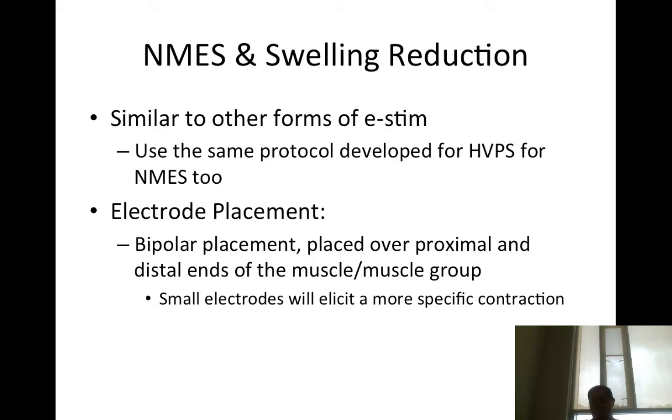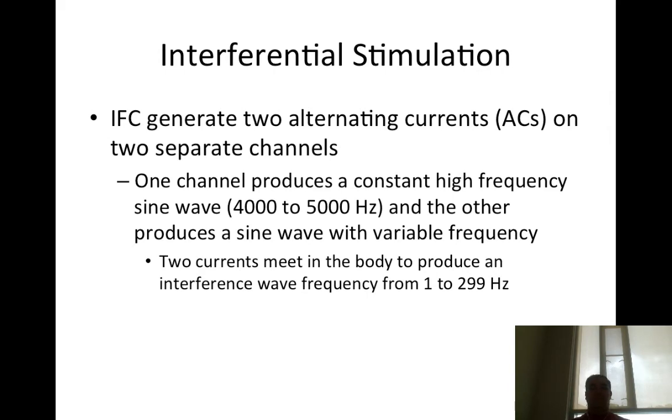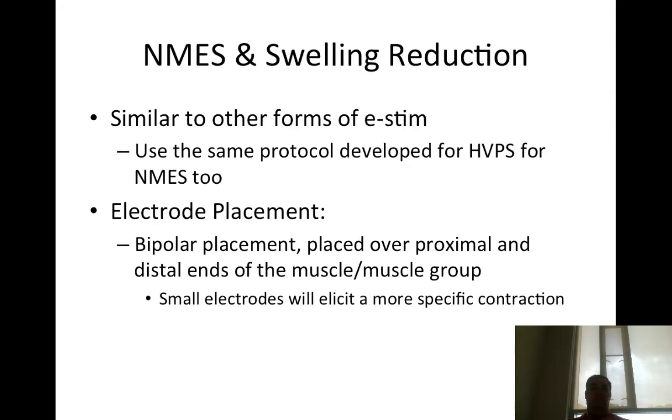So if I want to place stim on my biceps here, I'll put my arm here, proximal and distal end, bam. The smaller electrode size will elicit more of a specific contraction. Remember, because size matters, right? The smaller the electrode, the less surface area, the stronger the electrical current is going to be at that pad. So smaller electrodes will increase the specific contraction.